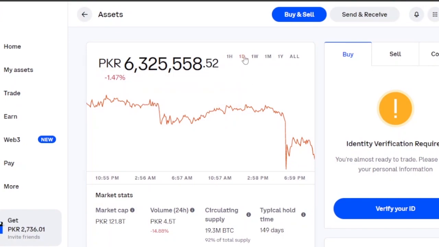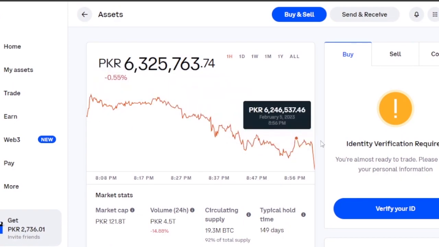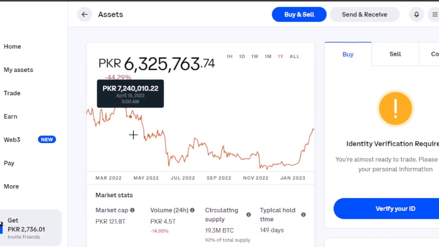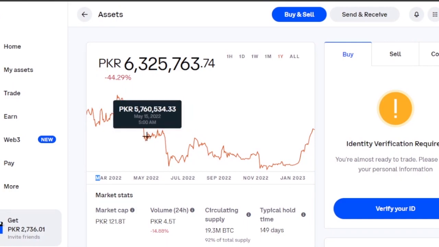This is a 1 day chart that I'm seeing right now. You can basically move it to a 1 hour chart, and you can see what has been happening in 1 hour, and you can see a 1 year chart as well, and it is going to give you the marks by month, like March, May, July, September, November, and January, what has been happening. And you can basically move to each of these points to get the exact date and time of whatever is happening.